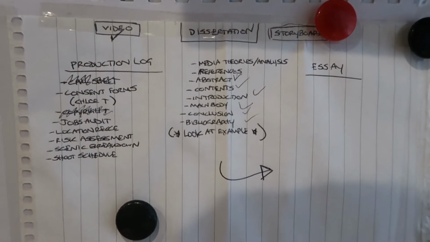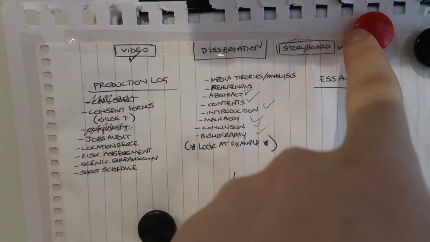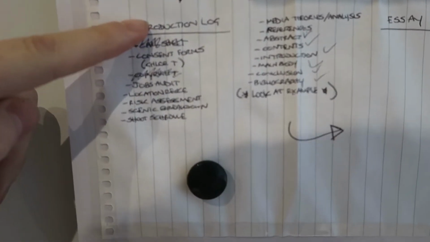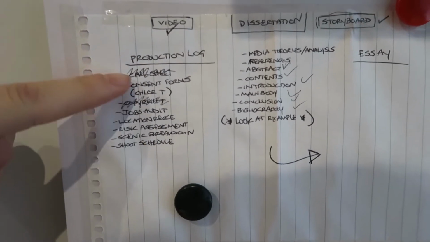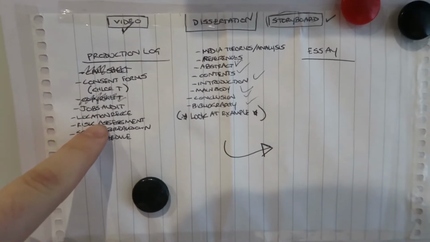And up here, in terms of my dissertation, I split my piece of paper into three sides. I've got storyboard, which has a tick next to it, you just can't see it, there you go. Video, which is also done. Production log is a little bit more paperwork, just to get a bit more consent and all that sort of stuff, which is all done, just needs to be slightly updated.